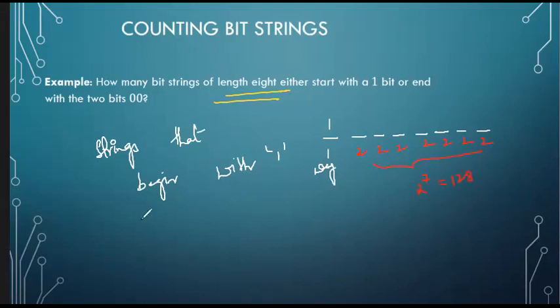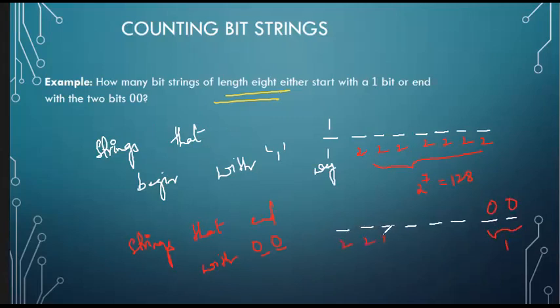Now what about the strings that end with 2 bits zero? The last 2 bits should be 0. Each of them can be filled in one way only. The rest of the bits can be filled in 2 ways each. So this is 2 power 6 ways, which is 64.